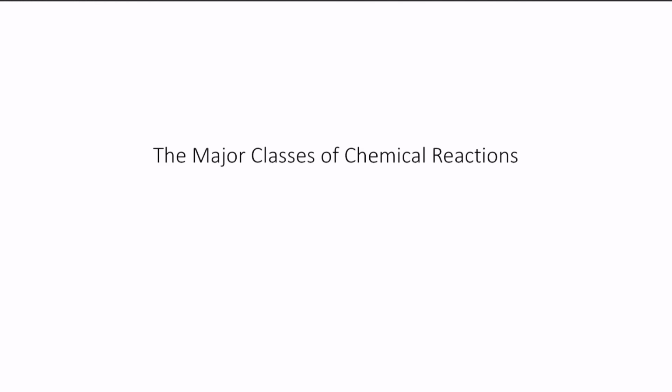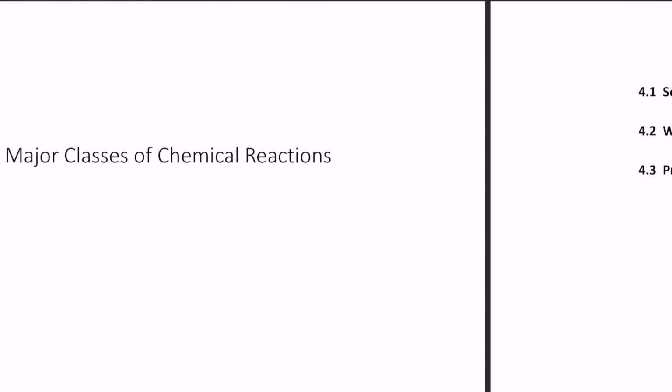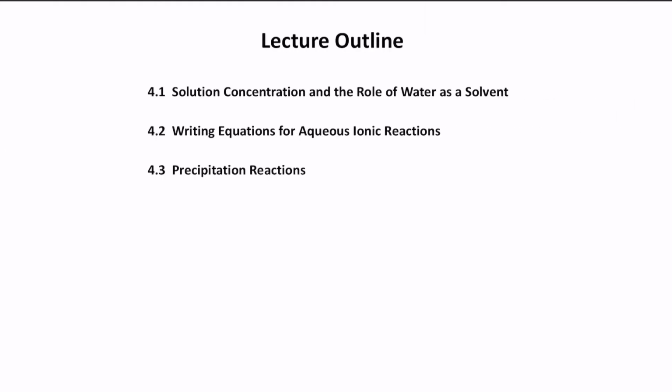So welcome to chapter 3. In this chapter are the major classes of chemical reactions. In this lecture we'll talk about solution concentration and the role of water as a solvent, and we'll also try to understand how to write equations for aqueous ionic solution reactions, and finally we'll talk about precipitation reactions.